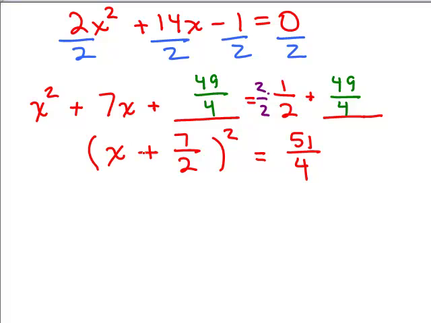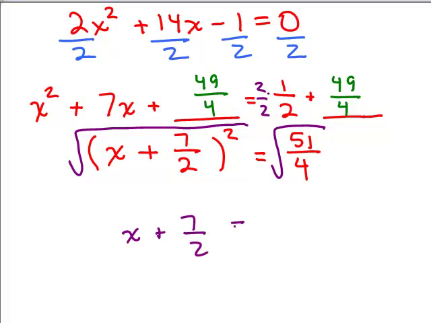So at this point, I can take the square root of both sides using the square root property, so that we have the square root of the left side is x plus 7 halves. And remember, you must put plus or minus in front of what this is going to be. So I've got the square root of 51 over 4. So the square root of 51, that can't be simplified. 51 is 3 times 17, so I still have the square root of 51. But the square root of 4 is 2.